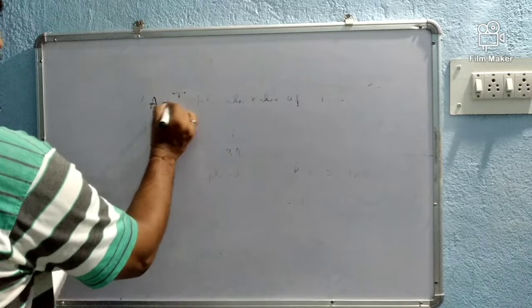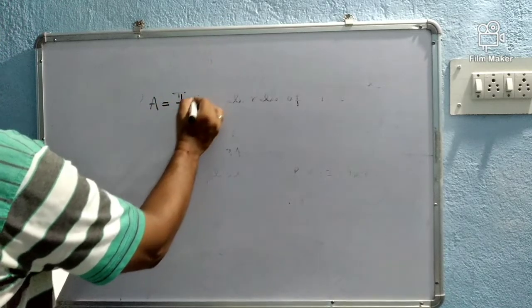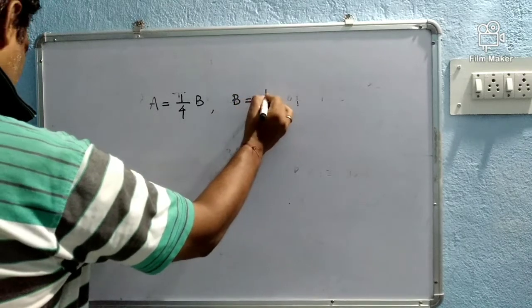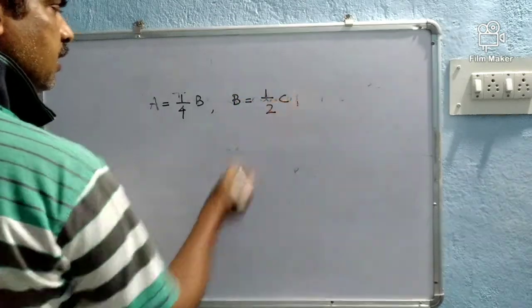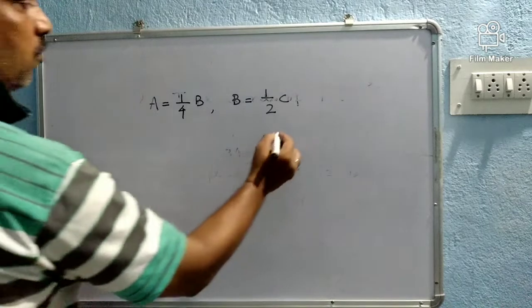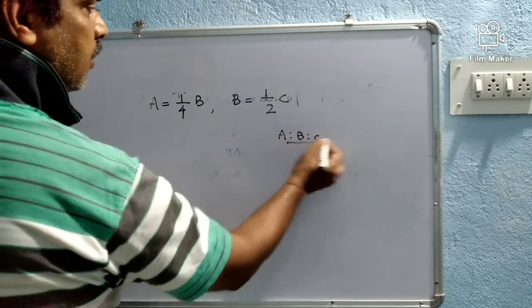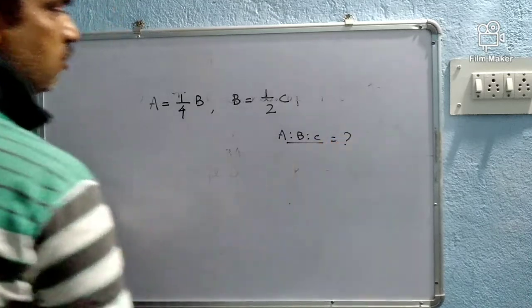Let me give another question here. A is equal to 1 by 4 B. Understood? And B is equal to 1 by 2 C. So here we will have to find what will be A is to B is to C.